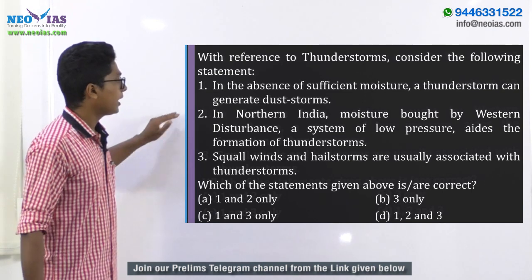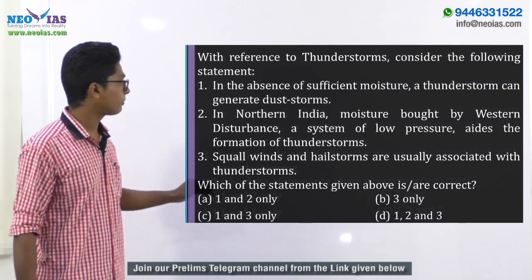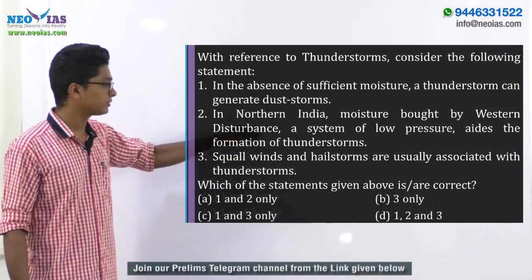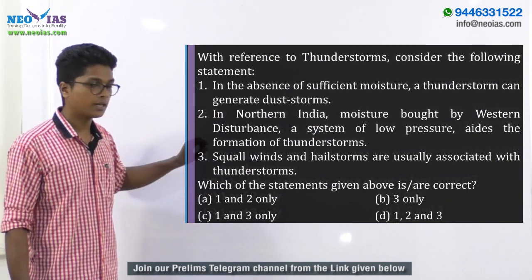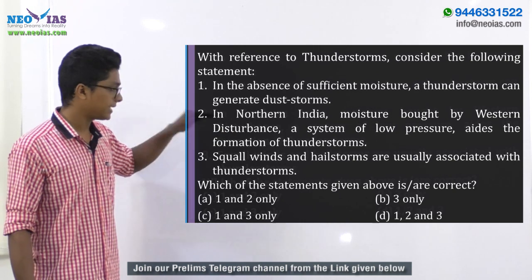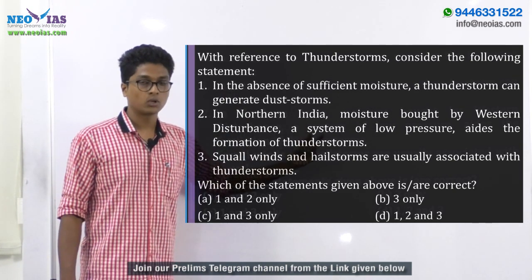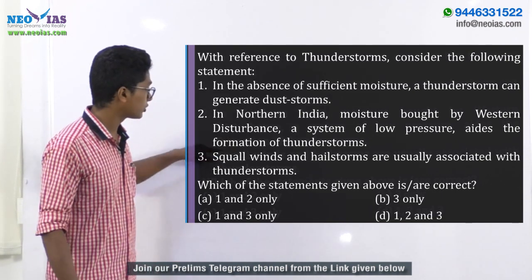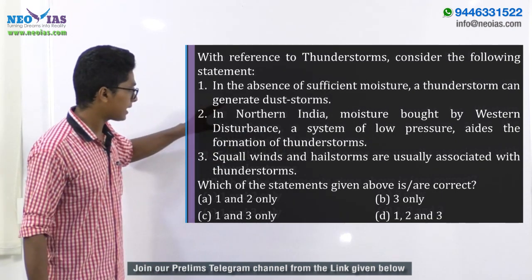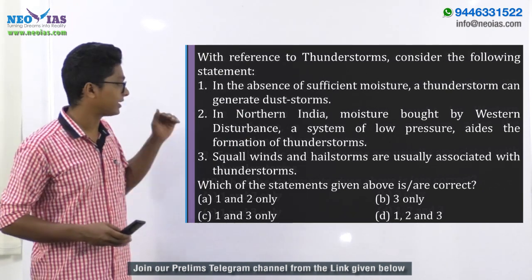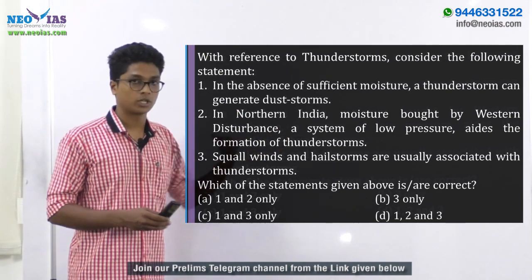Now the second one: in northern India, moisture brought by the western disturbance, a system of low pressure, aids the formation of thunderstorms, which is again true. Western disturbance as well as easterly waves bring the moisture towards northern India, and that can result in the formation of thunderstorms. This statement is the reason behind the recent thunderstorm and dust storm events which caused destruction in northern India.